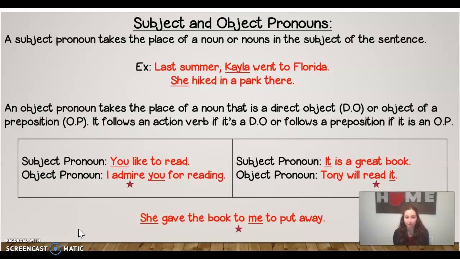If you said me, you are correct. That is the object pronoun. What comes before me is to, and to is a preposition, which makes me the object pronoun, the object of a preposition. And so that's how we know where our object pronoun is and our subject pronoun is.